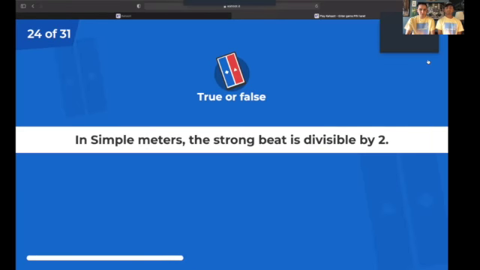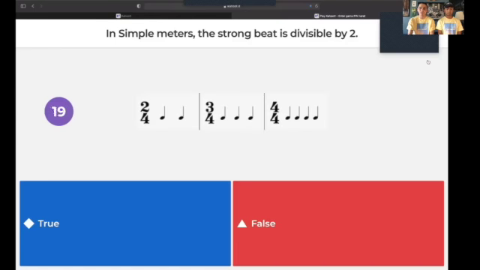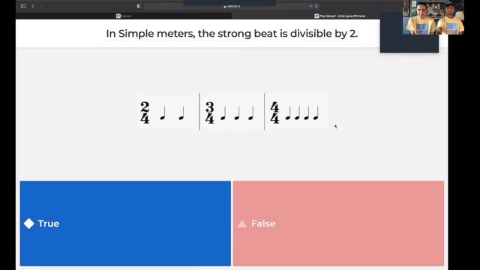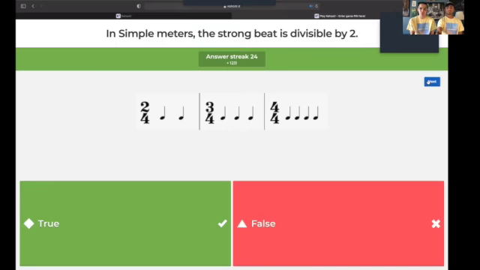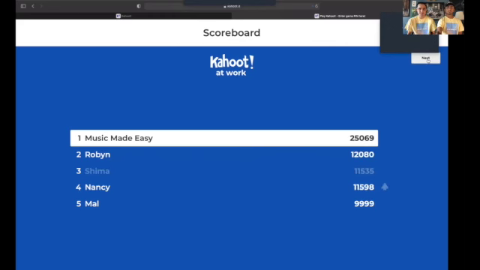Another true false we have: in simple meters, the strong beat is divisible by 2. So here in this picture, we show a variety of simple meters. In simple meters, is that true? Is the strong beat divisible by 2? Yes, it is. So that makes this answer true. Simple meters, it is divisible by 2.